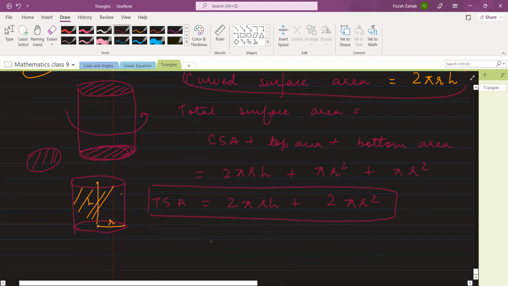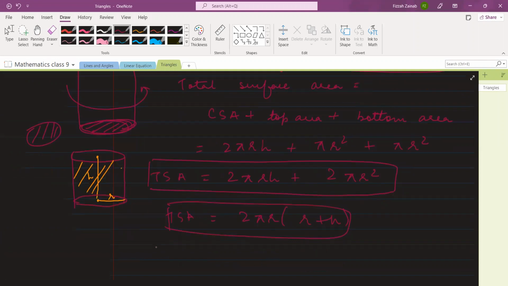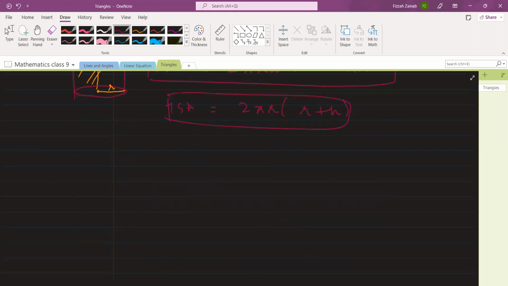Right? So in the book it will be written like this. You can take 2 pi r common and then you have r plus h. So this way also you can remember, but it's the same thing, right? Yes, ma'am. Okay, so one question at least I think we can take.